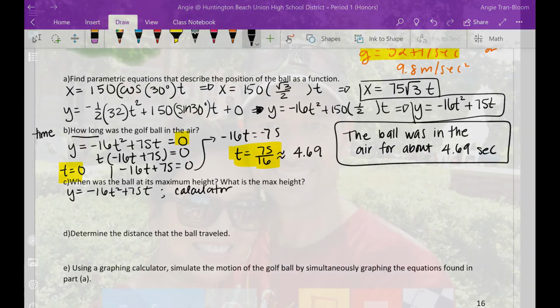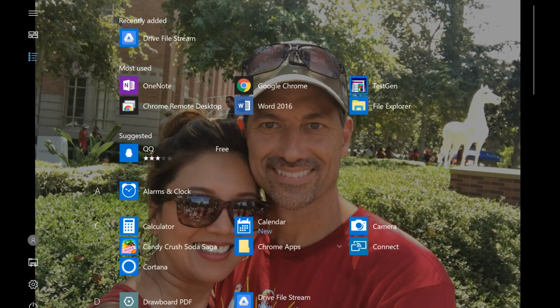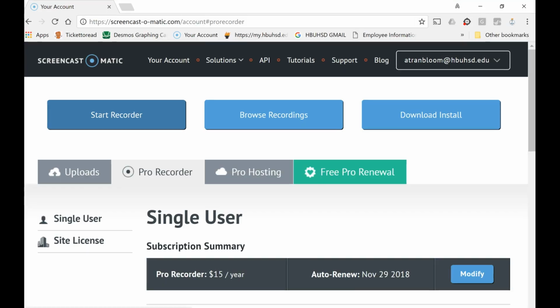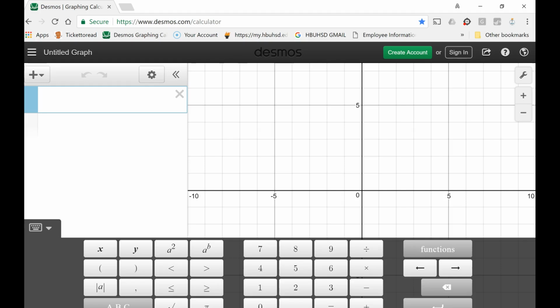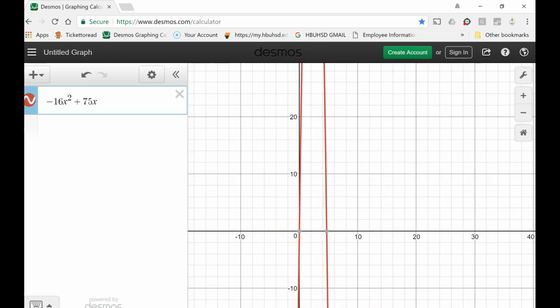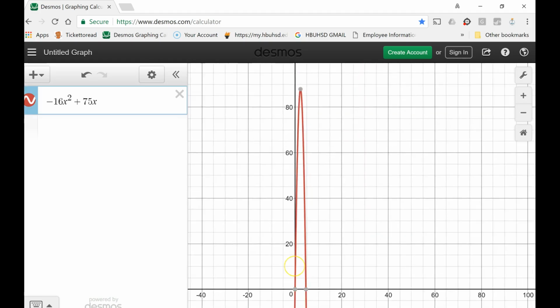Let's see. Where is my internet? All right, let's go to Desmos. I'm going to use Desmos because I don't have a TI-84 on my Surface Pro. All right, let's find Desmos really quickly. Let's plug in the equation. Y equals negative 16x squared plus 75x. All right, let me minimize this. I don't need negative height. I do need to minimize a lot more. Oh my, there it is.